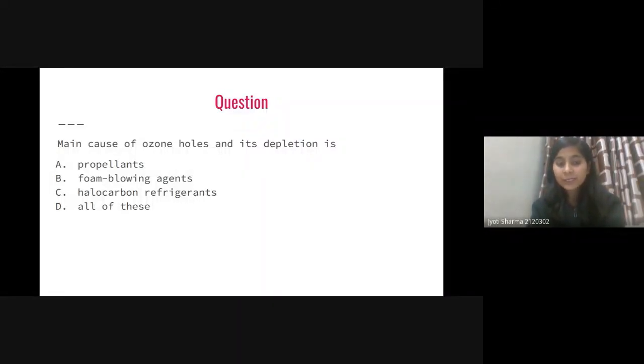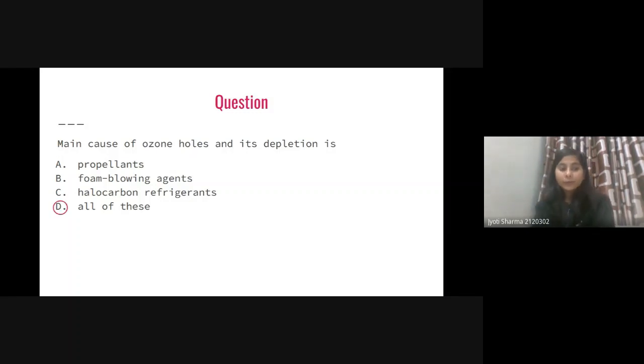Pinna gave me answer D, that is all of these. Alka, do you want to give me an answer? Santosh gave me answer D, all of these. Rashmi gave me halocarbon refrigerants. Okay, so the answer should be D.